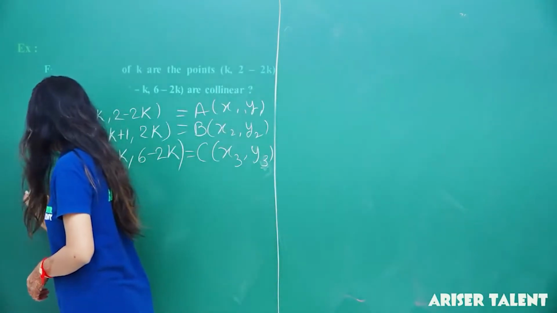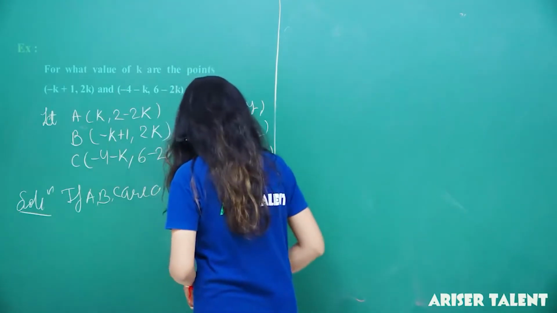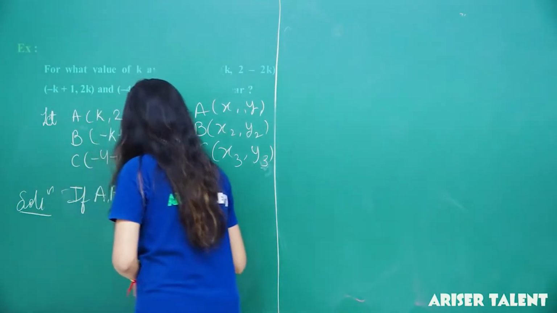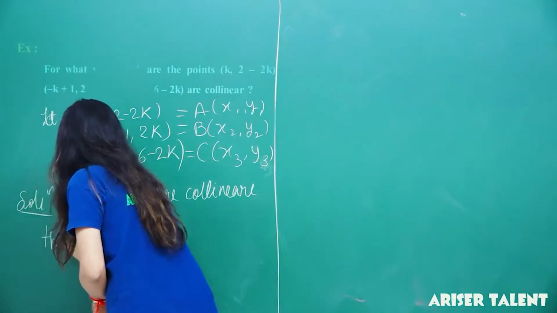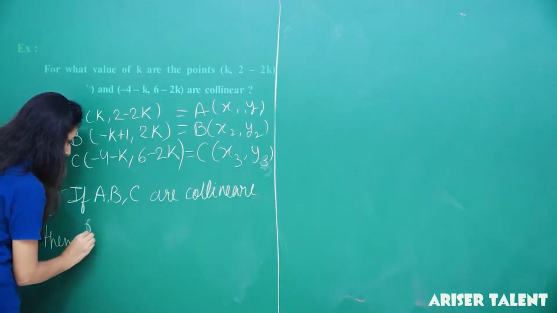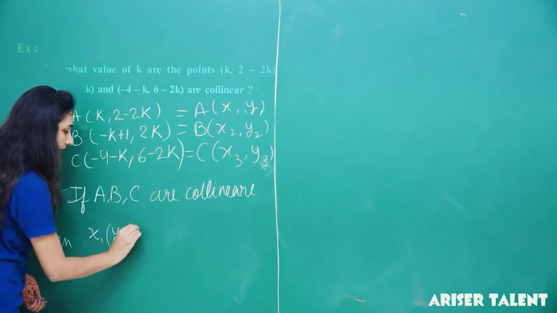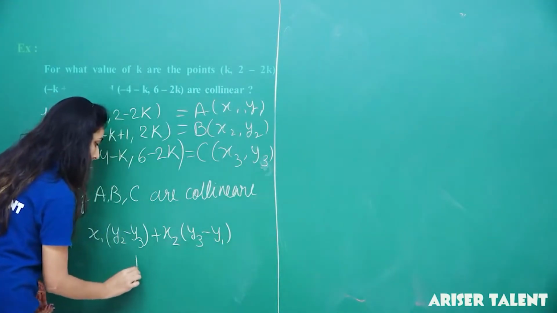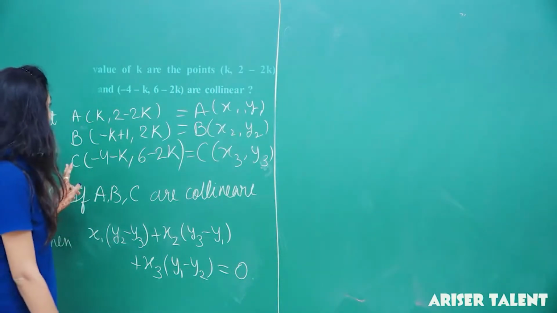Now, if I will talk about the solution part, if A, B, C are collinear, then what? We know the formula here, okay. So, we will be having the formula here, which is x1 (y2 minus y3) plus x2 (y3 minus y1) plus x3 (y1 minus y2) should be equal to 0. Okay, if that follows, what follows?